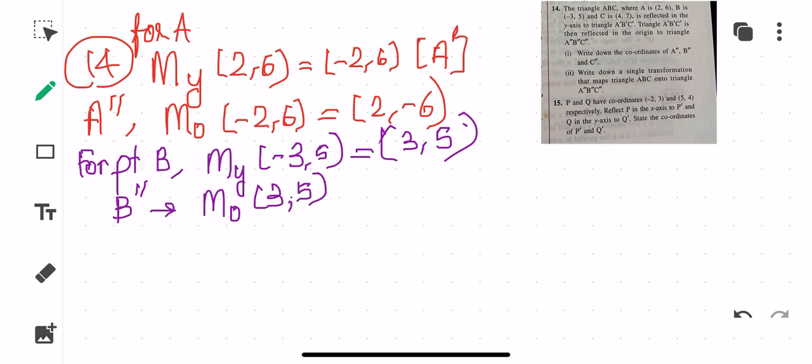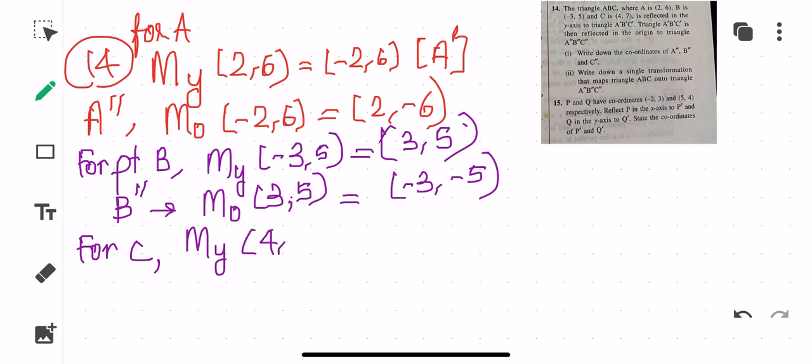Okay, and this in turn is equal to how much? This is coming out to be equal to minus 3 comma minus 5. Okay, so this is what you are getting, b double dash. And similarly, what we'll be writing for c? Reflection along y-axis of this particular point, that is 4 comma 7, is equal to how much? This is equal to minus 4, because y-axis remains same, y coordinates remain same, comma 7.